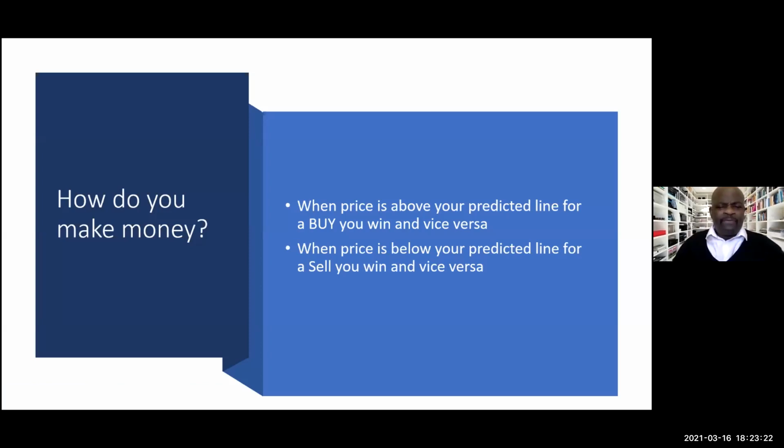I've already discussed this. How do you make money? You predict a price and you click on call for a buy. If the price is above it, you win. If the price is below when you press a sell, then it will be a win, and vice versa. The opposite means you lose the money.